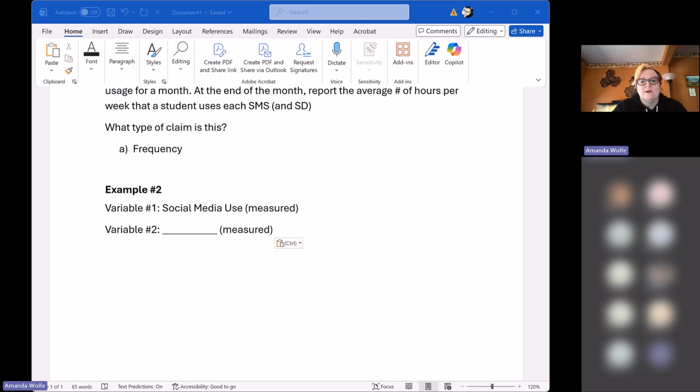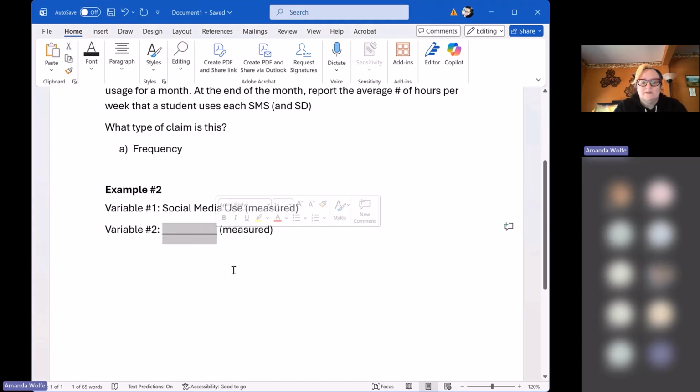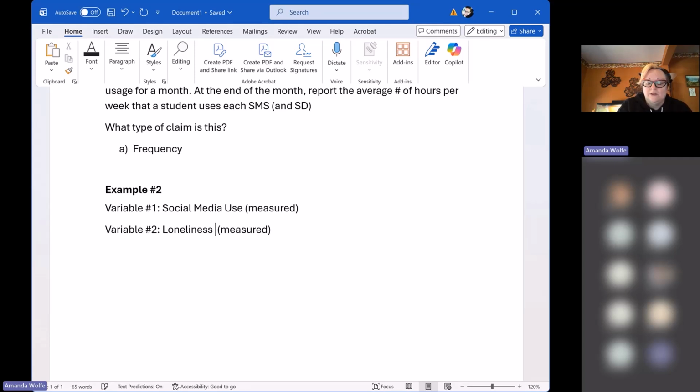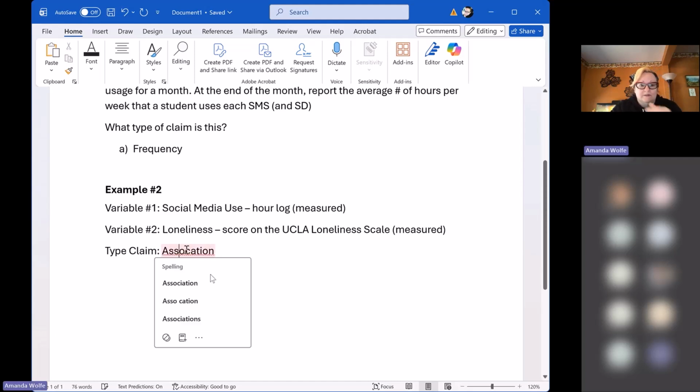We're just measuring stuff. I'm going to go ahead and grab a new variable. I'm going to say we're going to do loneliness. It's a classic one when we look at social media use. And we're going to make that a score on the UCLA loneliness scale, which is a real thing. And our social media use, remember, that was going to be an hour log. So they're both measured. We can already say the type of claim, because I already mentioned it, is association, for all the reasons that I just said, okay?